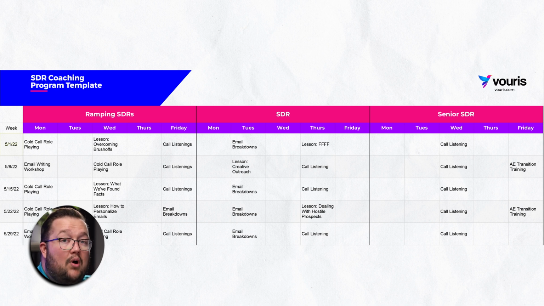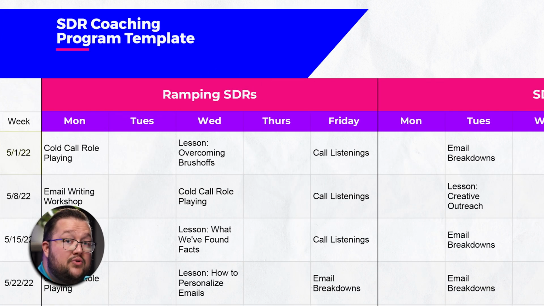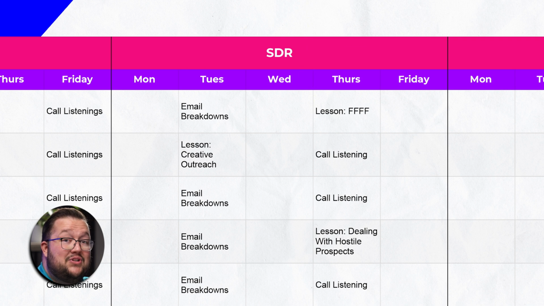What I first want to draw your attention to are the 3 stages of SDRs. So I typically try to split the SDR role into 3 main phases. The first is ramping SDRs. So these are people who just started. Typically the first 3 months of the role, I consider them in the ramping status. And once they hit certain milestones through training and performance, they move on to the next phase of their SDR journey, which is SDR. This is your standard SDR role.